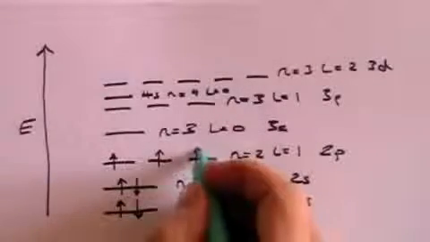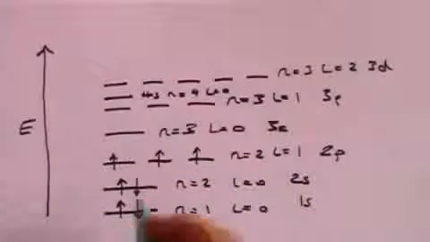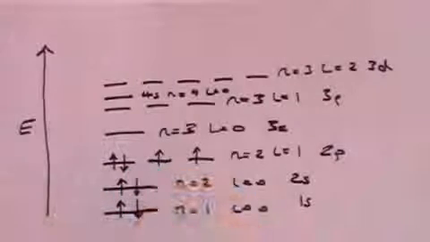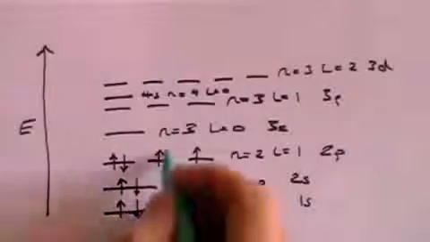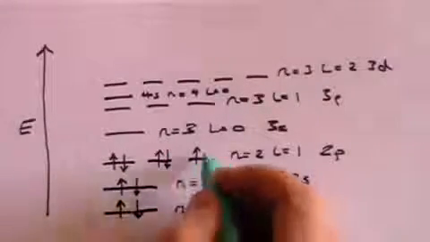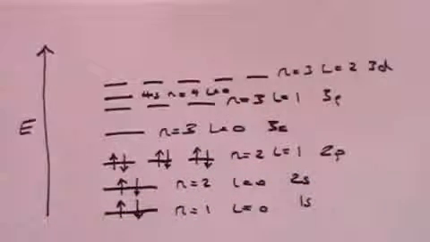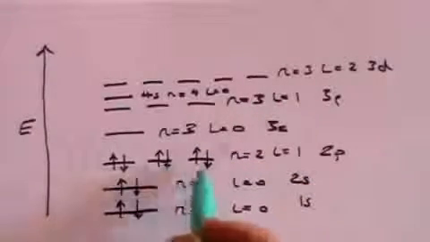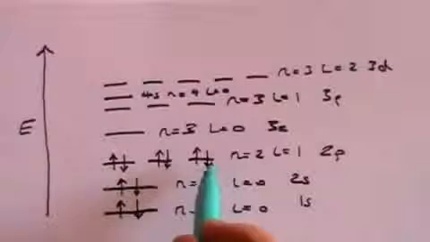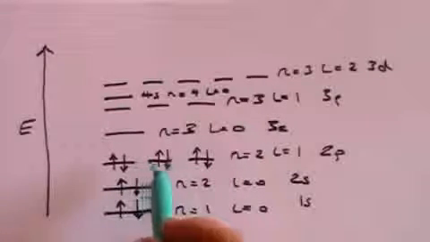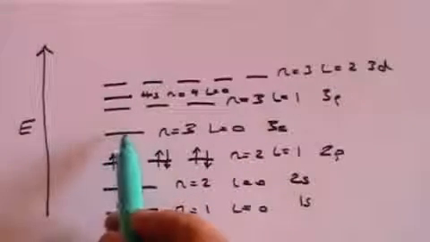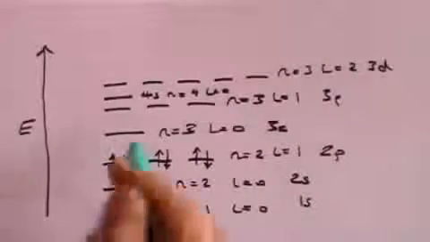Nitrogen, which is the next one, will go there. Oxygen, you'd have to start doubling up. Fluorine and neon. And neon then has a full shell. There is no more room. The next electron will have to go in the 3s level, and that's sodium.